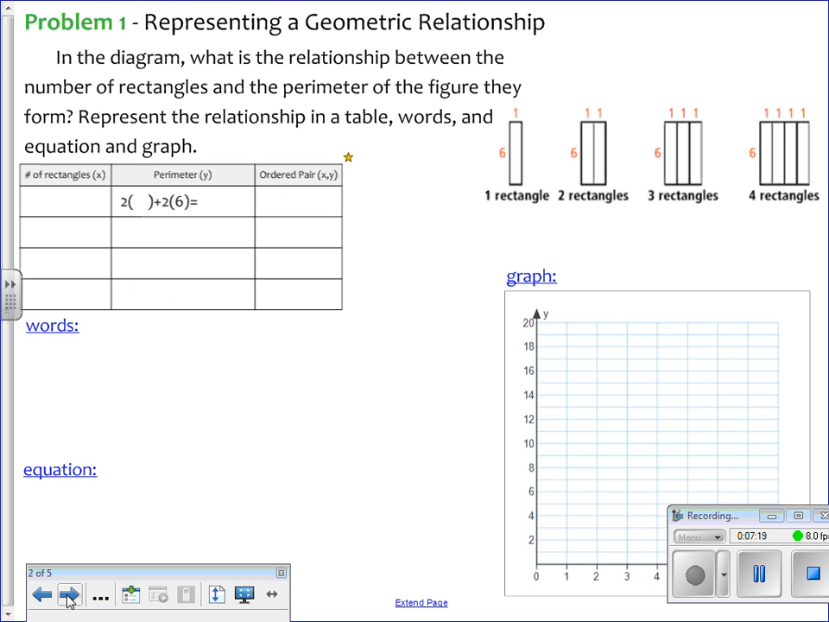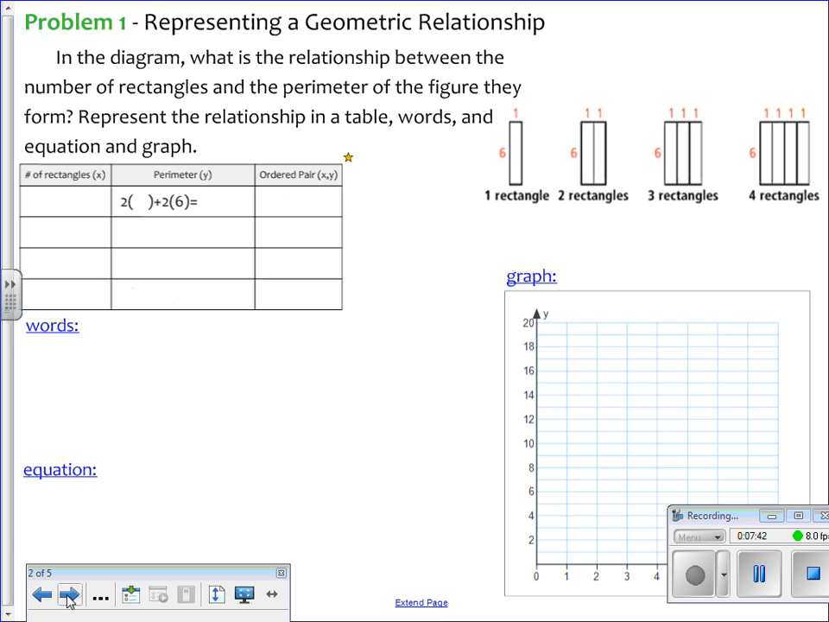All right. In the diagram, what is the relationship between the number of rectangles and the perimeter of the figure they form? Represent the relationship in a table, in words, an equation, and a graph. Okay, so we're going to work through this together. We'll start with the table.